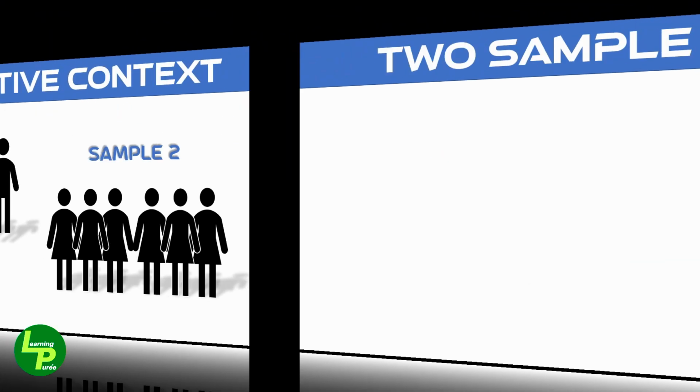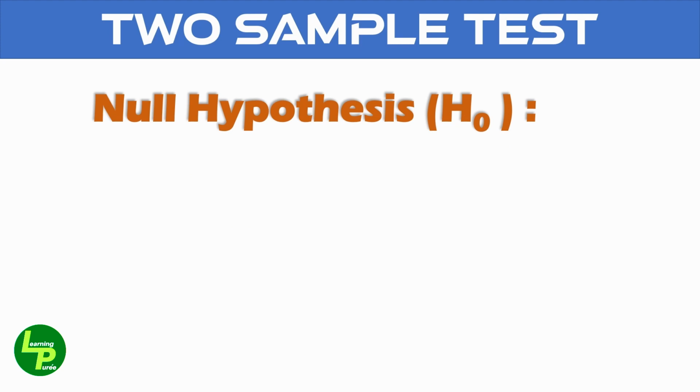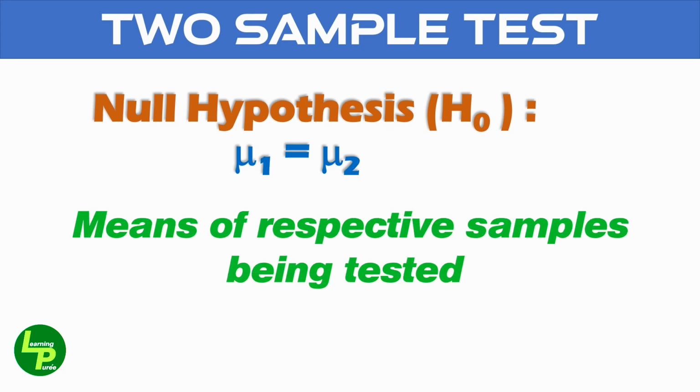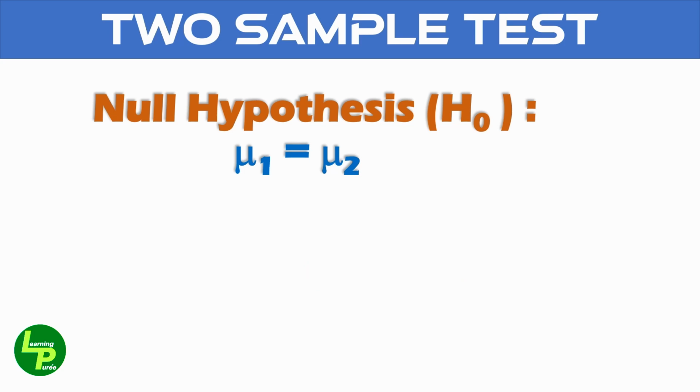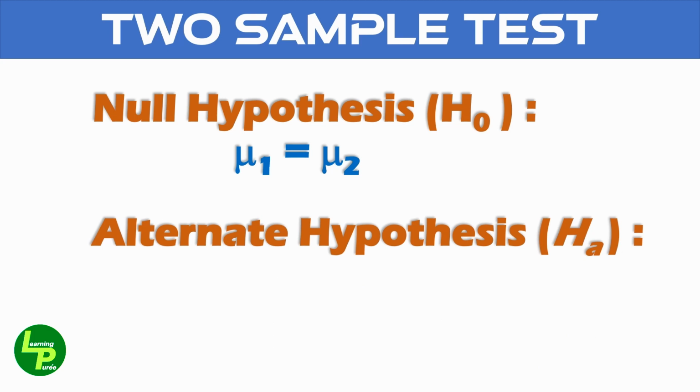The first difference that we observe when we compare two samples for being statistically significant is that instead of setting the null hypothesis as mu equal to mu naught, we set it up as mu1 equal to mu2. Mu1 and mu2 are the means of the respective samples to be compared. Therefore, it follows that the alternate hypothesis will be set up as mu1 not equal to mu2 for a two-tailed approach.